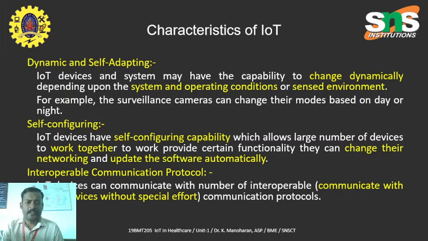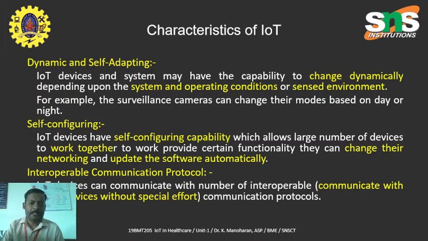Second one, self-configuring. An IoT device can self-configure, which allows a large number of devices to work together to provide certain functionality. They can change their networking and update the software automatically. Similarly, it can configure itself without the help of other devices or other software. So automatically it can configure itself and update the requirements.